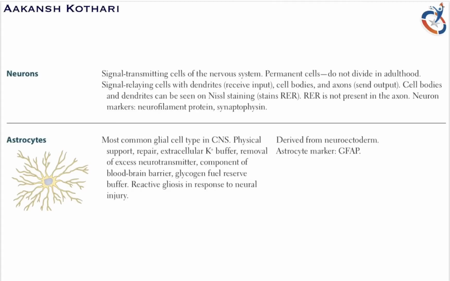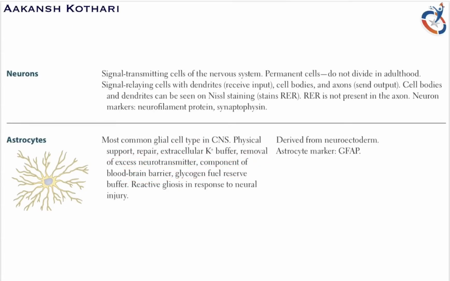Now, astrocyte is one of the most common glial cell types in the central nervous system. Now, it physically supports, repairs, and acts as an extracellular potassium buffer. Then it removes a lot of excessive neurotransmitter and is a component of the blood brain barrier. This also acts as a glycogen fuel reserve and acts as a buffer. Am I clear? So it is the most common type of glial cell, which has a variety of functions.